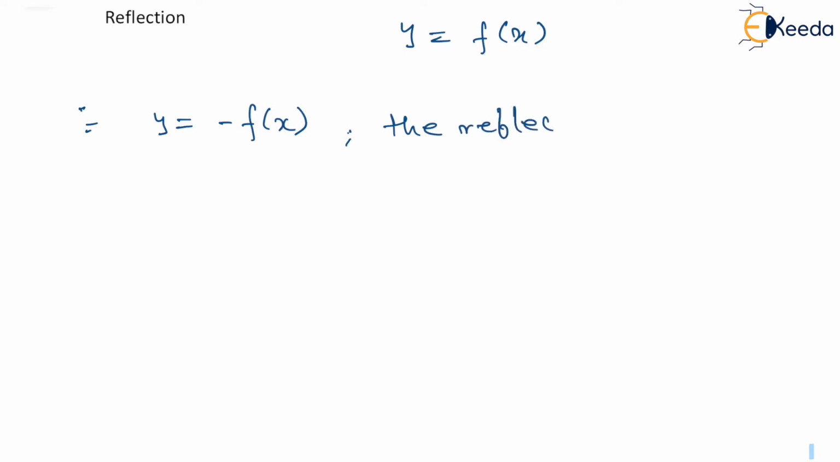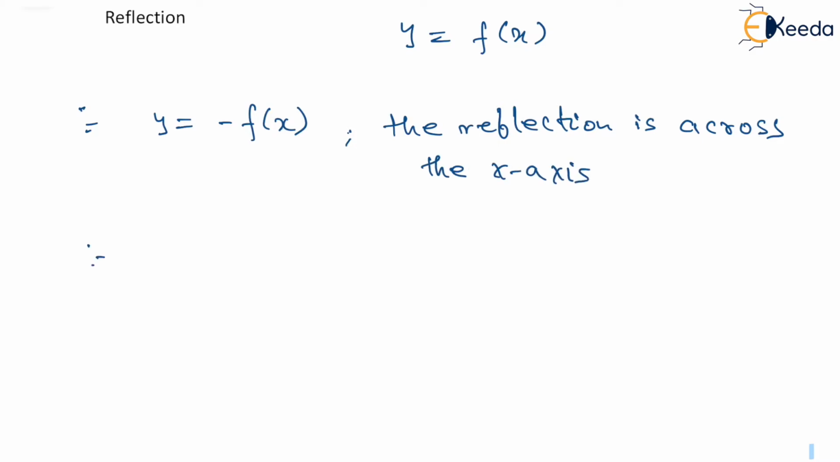We'll see the third case, and that case is reflection. Now, in this case, let's say we start with the initial graph as y equal to f of x. The first case which we can have is y equal to minus of f of x. So we are reflecting the entire function f of x, and in such cases, the reflection is across the x-axis.